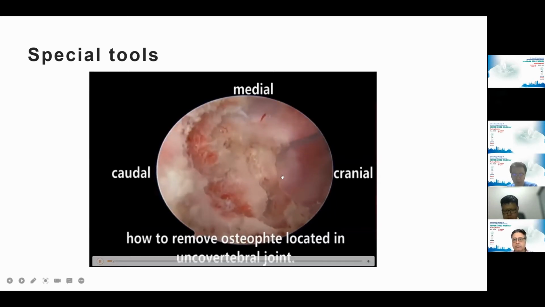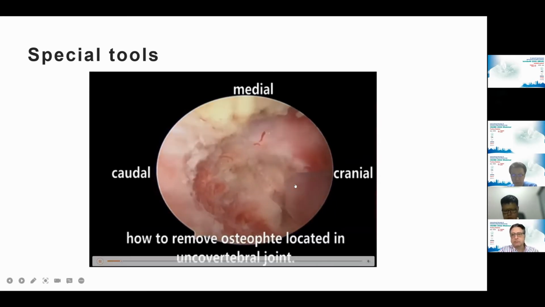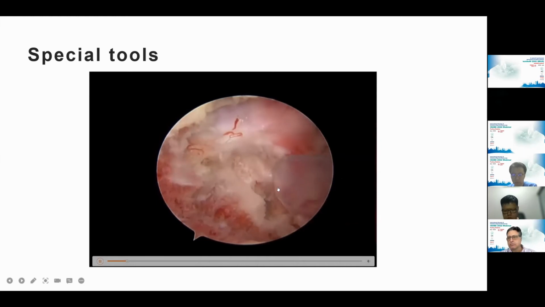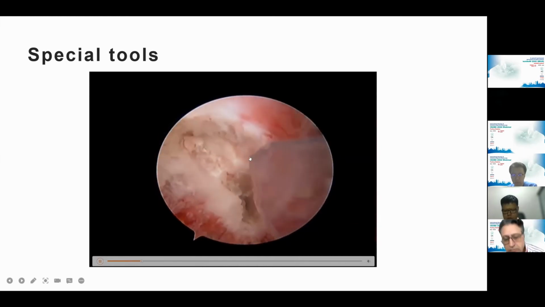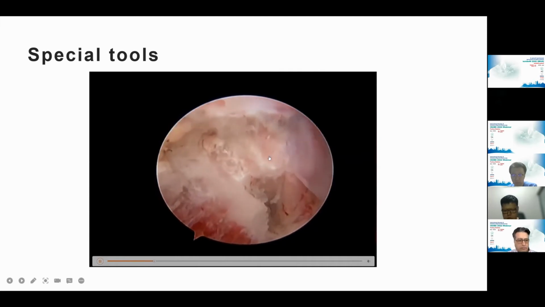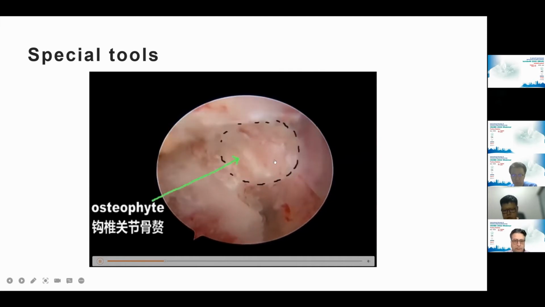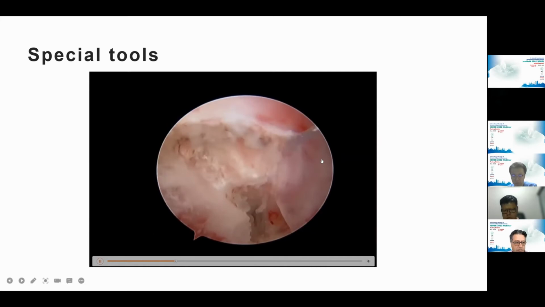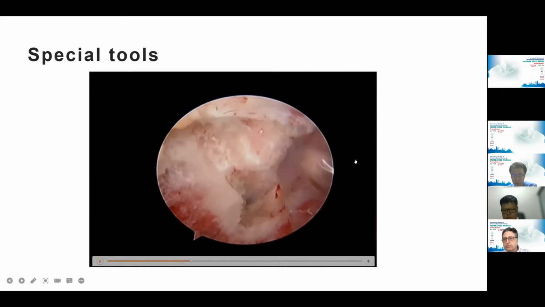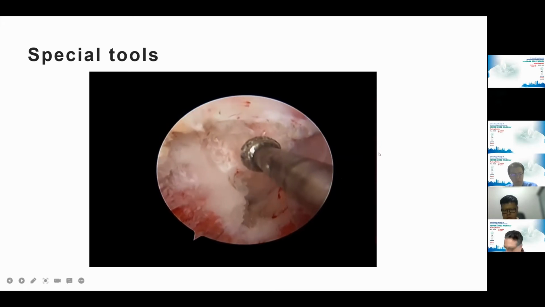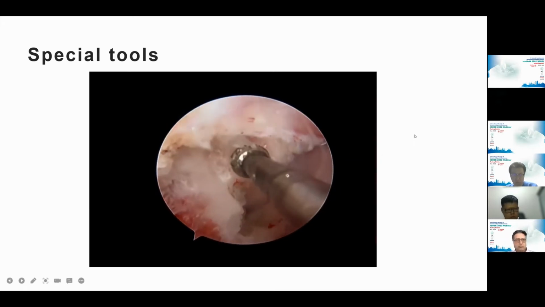And for this case, I insert the protective sheath on the surface of the osteophyte in the axillary area of the nerve root, to protect the spinal cord and the nerve root. Then I insert the high-speed drill along the tube to remove the osteophyte.